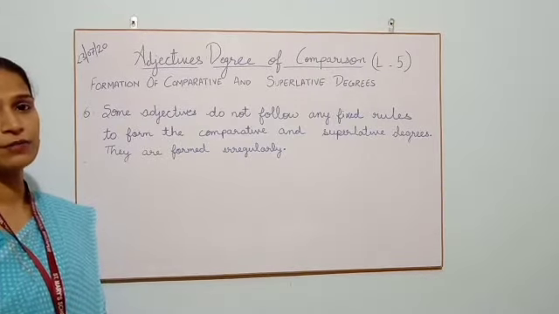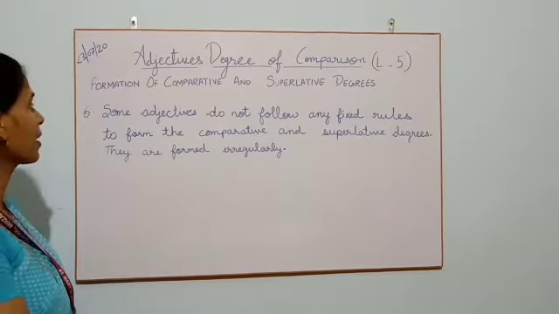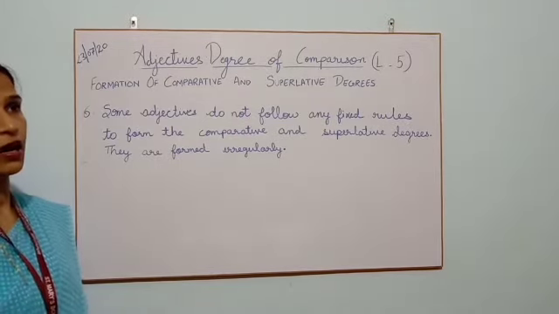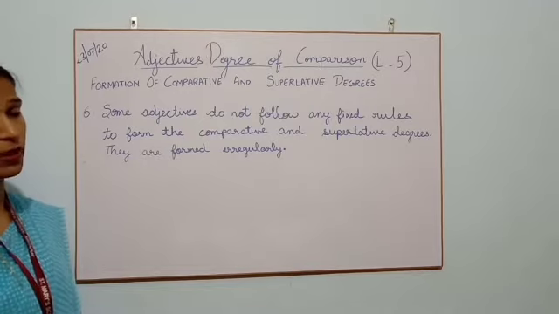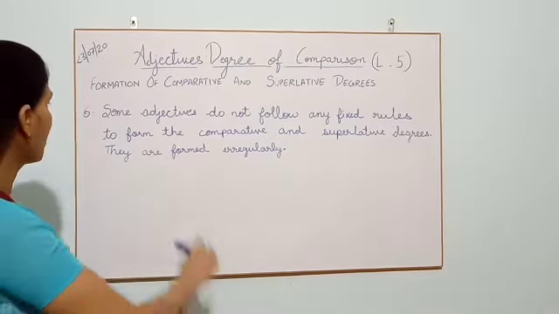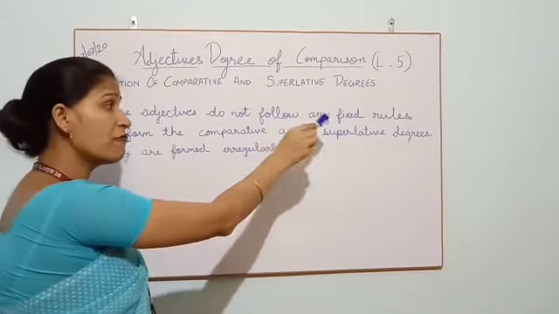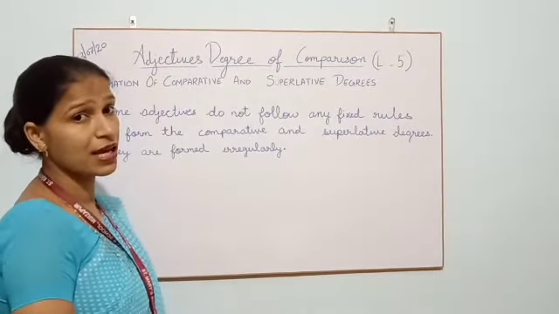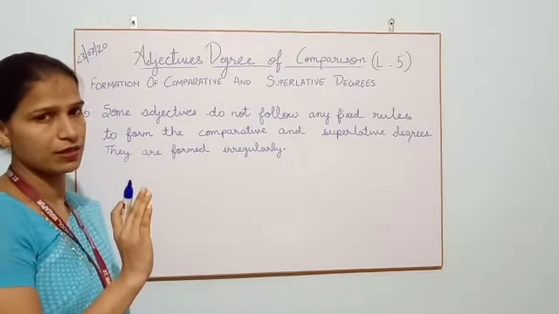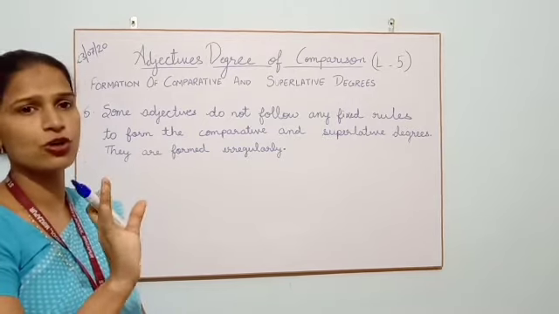So, we have come to our sixth point and the last point of this chapter. This point says that it is not always that the formation of comparative and superlative degrees needs some rules. Let's see them. Some adjectives do not follow any fixed rules. It says some adjectives. It is not talking about all the adjectives, but it is saying that some adjectives do not follow any sort of rule.